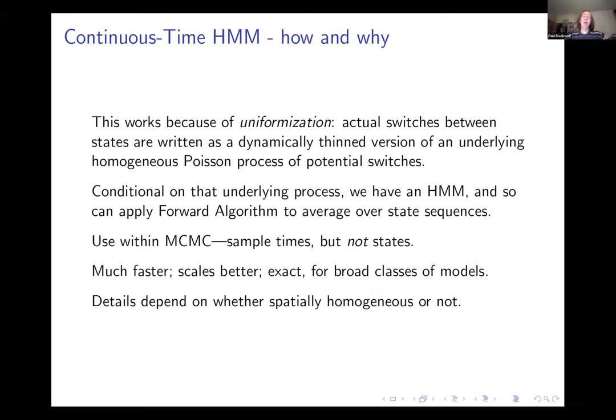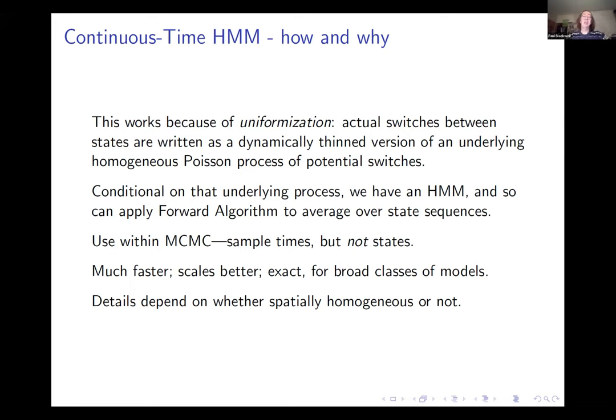Because we're allowing the behavior either to switch or stay the same at each time point, we're representing the continuous time changes in state as a kind of thinned version, with a thinning that depends on the parameters of that homogeneous process. So conditional on the realization of that homogeneous process, we can just use the forward algorithm to evaluate the likelihood.